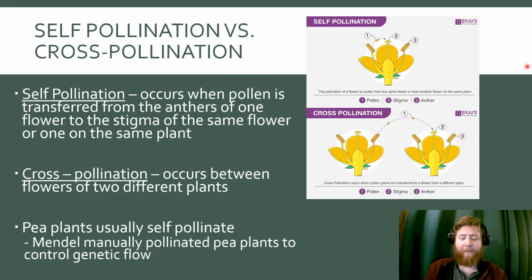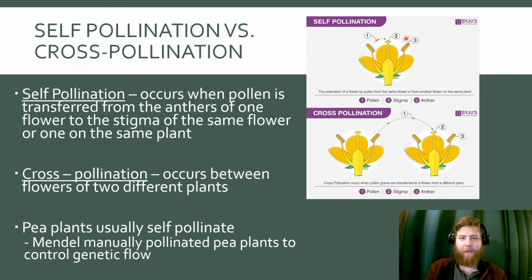Now, for some flowering plants, they have 2 ways to pollinate. They can either self-pollinate or cross-pollinate. Self-pollination is when the pollen from one of the anthers on a flower is sent to the stigma on the same flower. So this pollen is going from the anther of the same flower to the stigma of the same flower. And cross-pollination occurs when there are 2 flowers and 2 plants. So the pollen from this anther is going all the way to the stigma of a different plant.